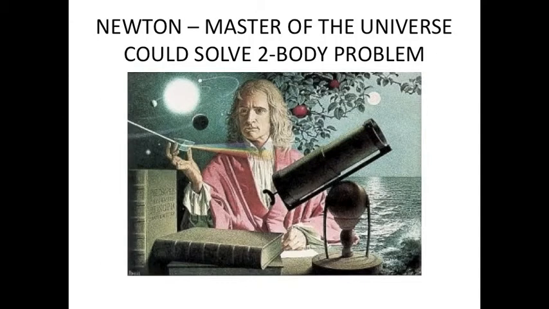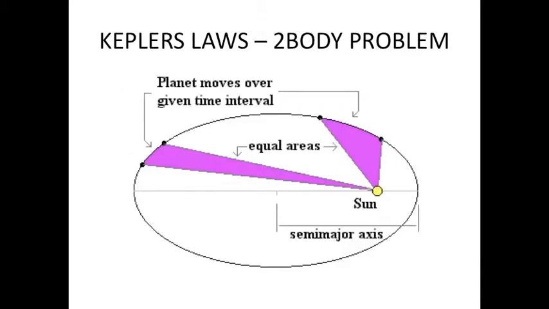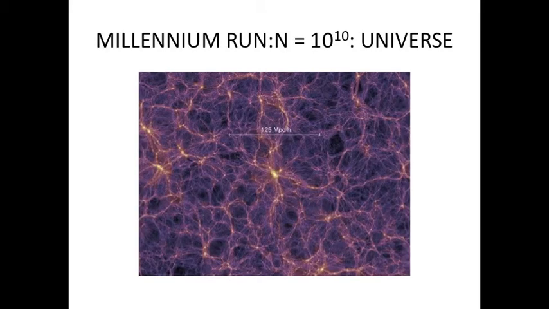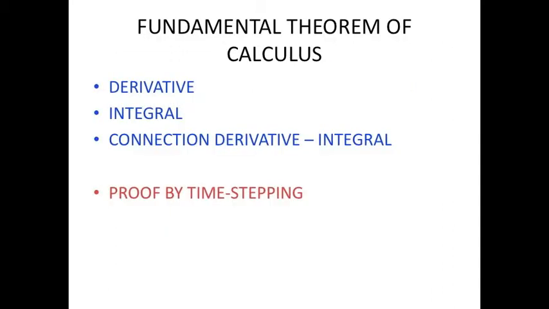This made Isaac Newton master of the universe because he could solve the two-body problem and prove Kepler's laws from one single law. In the Millennium Run, the formation of galaxies after the Big Bang was simulated as an n-body problem with n equal to 10 to the 10. The scientific and industrial revolution was initiated by the calculus of Newton and Leibniz in the late 17th century.